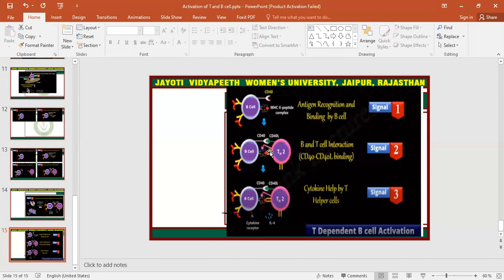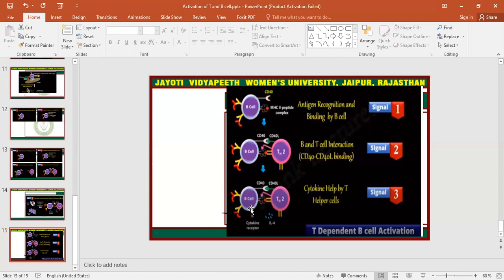After that, a co-stimulatory signal will be there, where the T helper cell ligand will send the signal to the CD40 receptor of the B cell. The CD40 receptor will receive the signal and will get activated. And after that, interleukin 4 will be released, and this interleukin 4 will come and bind to the B cell. This interleukin 4 will then activate the B cells. The cytokine receptor will activate the B cells, and this activation will lead to the proliferation of the B cells.